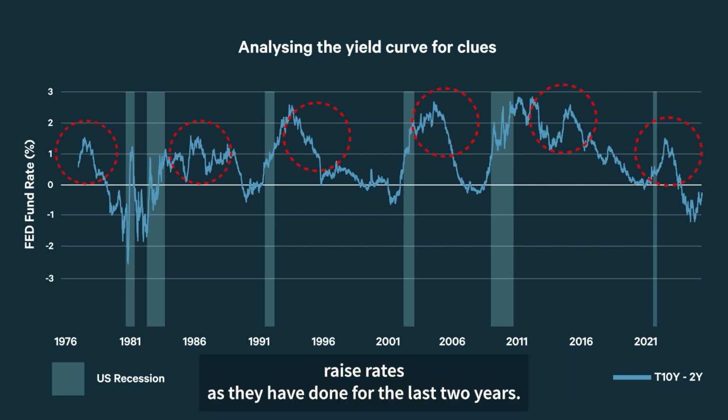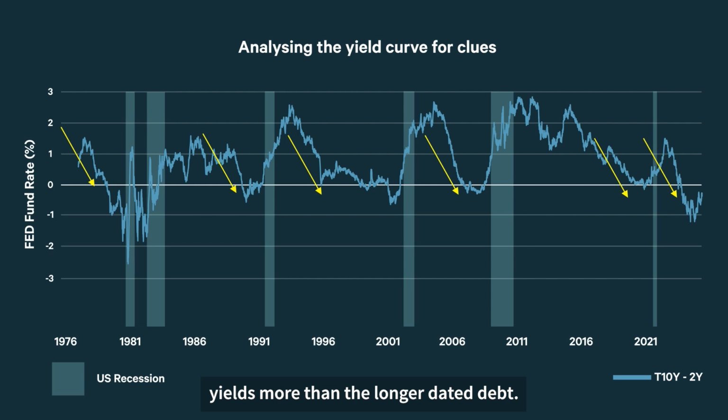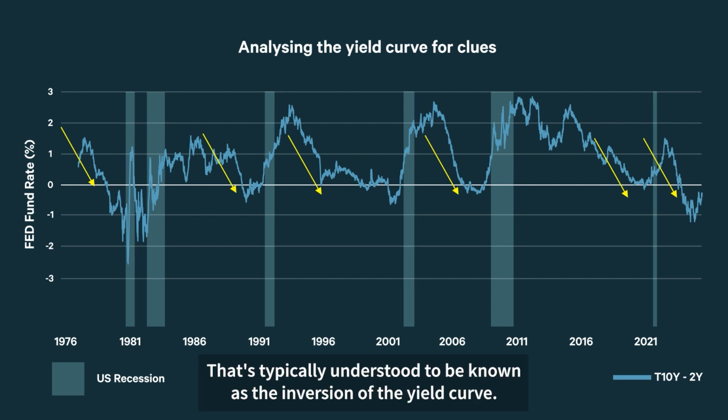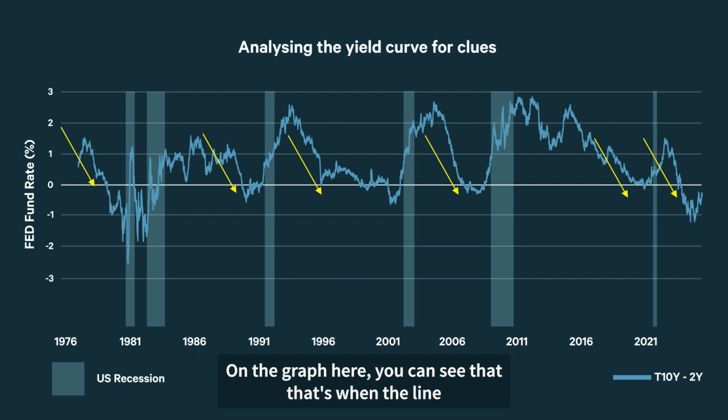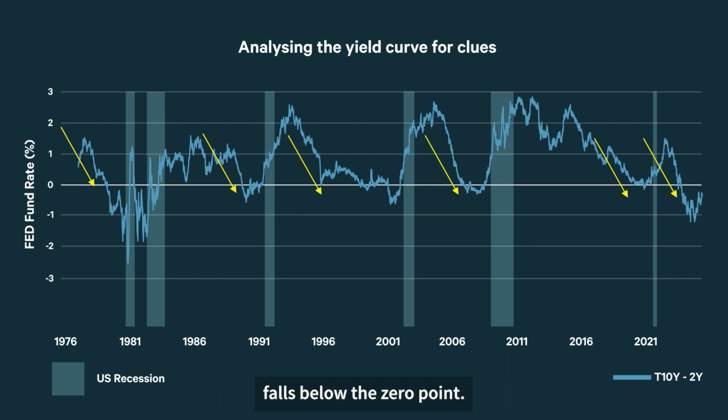When central banks raise rates, as they have done for the last 2 years, the reverse happens. That's to say that shorter dated debt yields more than longer dated debt. And that's typically known as the inversion of the yield curve. On the graph here, you can see that that's when the line falls below the 0 point.